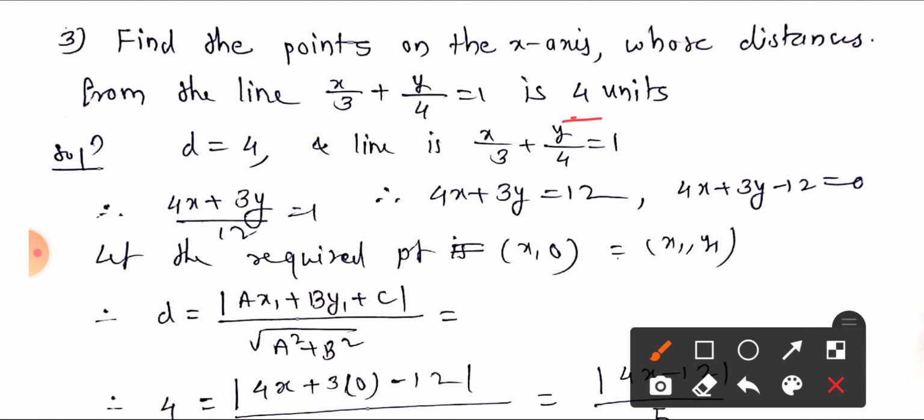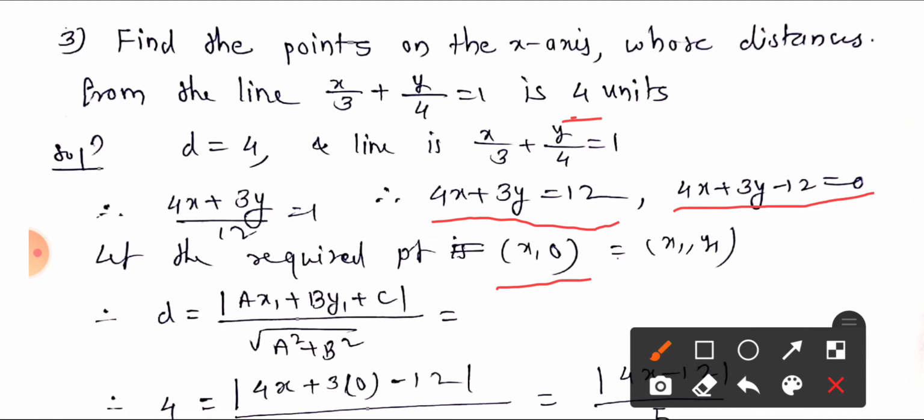Since the point lies on x-axis, the required point is x comma 0, that is x1 equal to x and y1 is 0. And here d equal to 4 is given, the line is x by 3 plus y by 4 equal to 1. So by cross multiplying, 4x plus 3y by 12 equal to 1. So therefore we get the required line as 4x plus 3y equal to 12 or 4x plus 3y minus 12 equal to 0. And the required point is x comma 0.